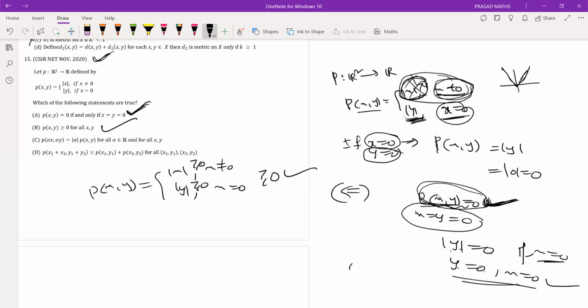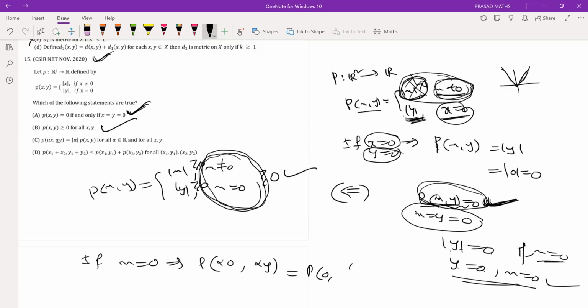Look at the conditions. You need to work with the cases x non-zero and x equals 0. If you take x equals 0, what happens? I need to show that p of alpha x, alpha y equals, you need to check p of alpha x, alpha into 0, comma, alpha y. That is nothing but p of 0, comma, alpha y.